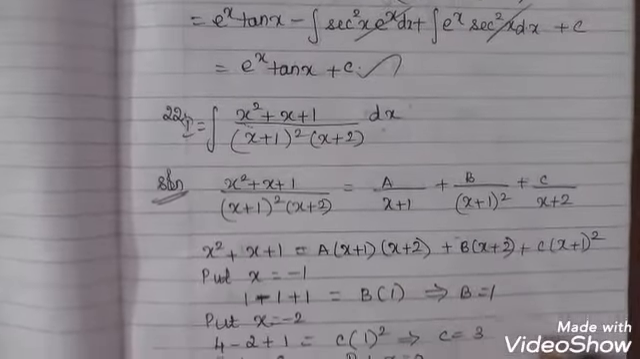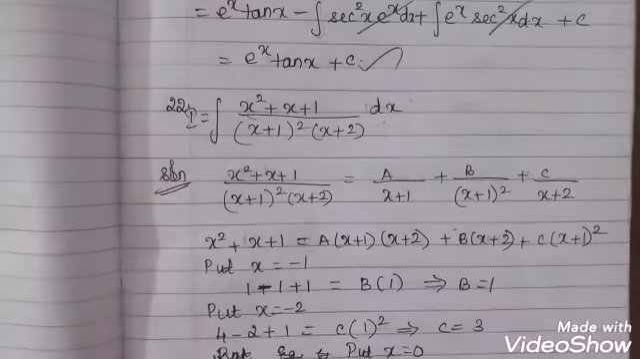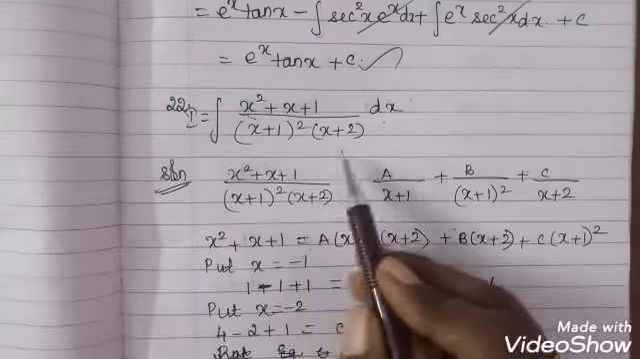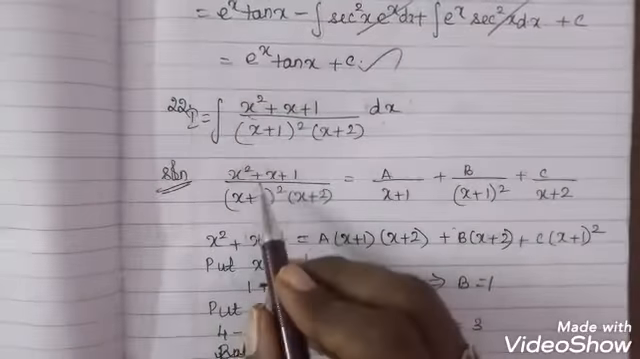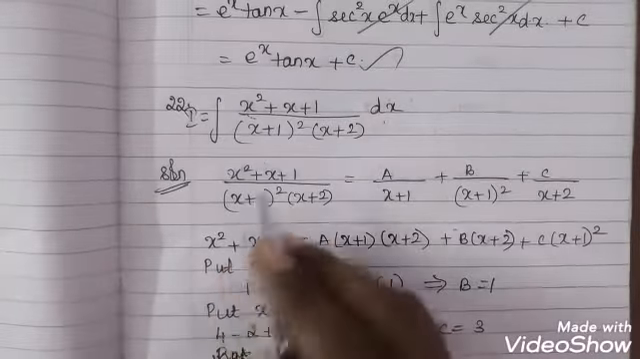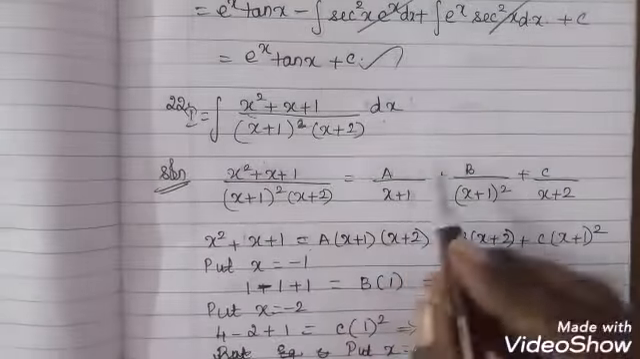Okay. Now the 22nd question. The 22nd question is nothing but partial fractions. I is equal to the integral of (x squared plus x plus 1) divided by (x plus 1) the whole squared into (x plus 2) dx. In this case, of course, it's only by the partial fraction method. You have (x plus 1) the whole squared into (x plus 2). So what is the method you will opt for here?